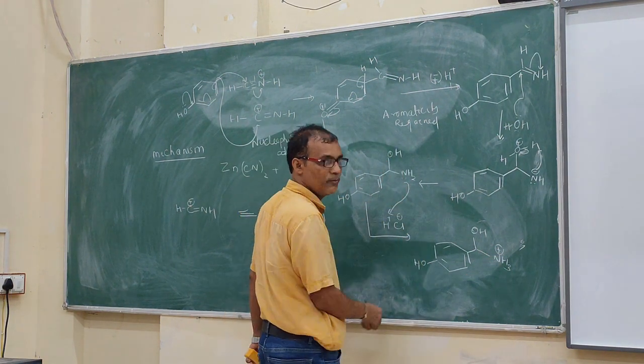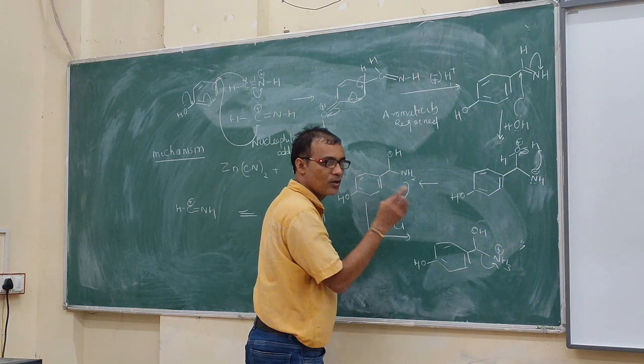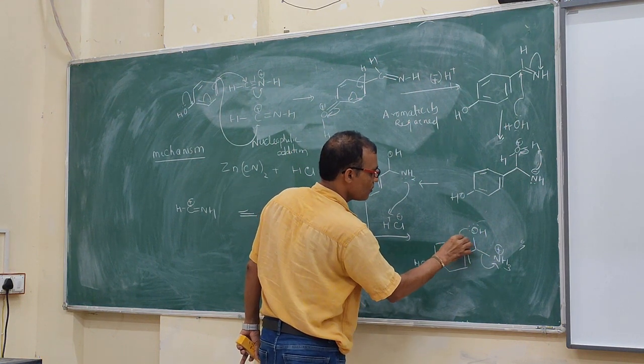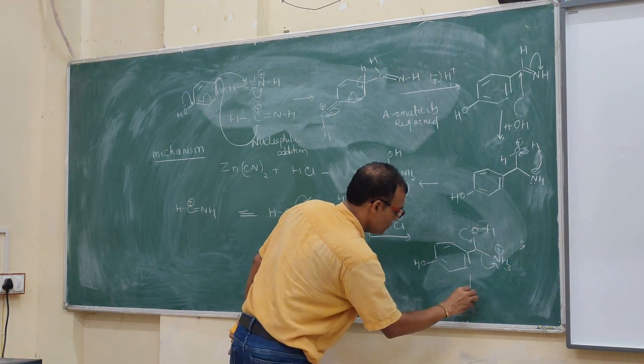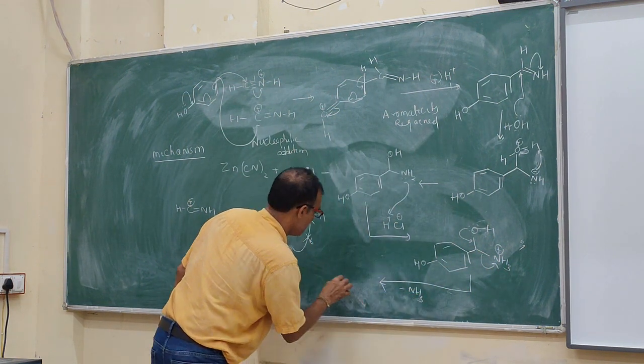Now this is a very good leaving group. So this can go with the lone pair of electrons. If this goes, then somebody should push electrons. So oxygen is here, who will help to do this work? Okay, so it will go now, minus ammonia.